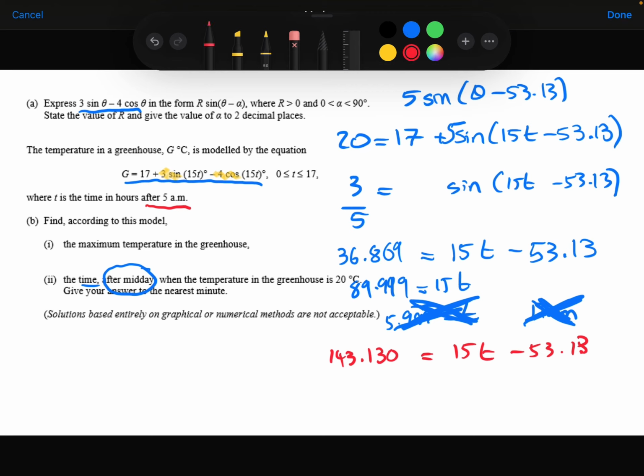Let's go to the second solution. So we've got the 143.130 plus the 53.13 divided by 15 gives us 13.084 hours after 5 AM. So when I add that to 5 AM, I get 18.084 hours.